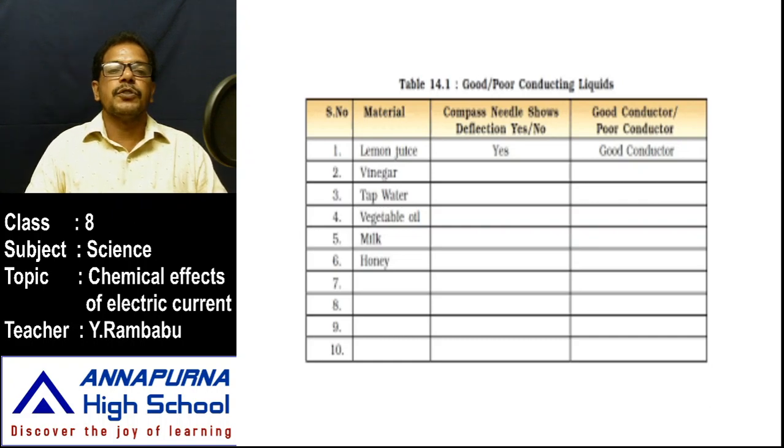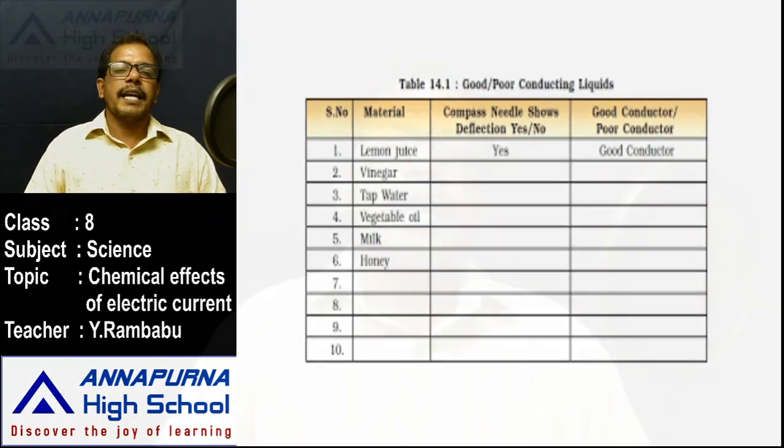That is due to chemical reaction. Whenever electricity passes through a liquid, chemical reactions take place. That is the chemical effect of electric current. It is one more effect of electric current. That means when electricity passes through a liquid, chemical reactions take place. That is the chemical effect of electric current. About these chemical effects of electric current, we will learn in the next class. Okay, thank you.